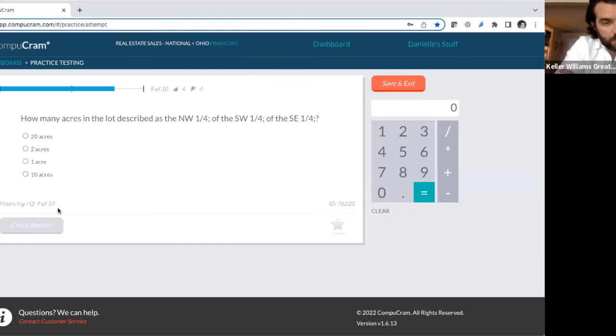How many acres are in the lot described as the northwest quarter of the southwest quarter of the southeast quarter? Is it A, 20, B, 2, C, 1, or D, 10?